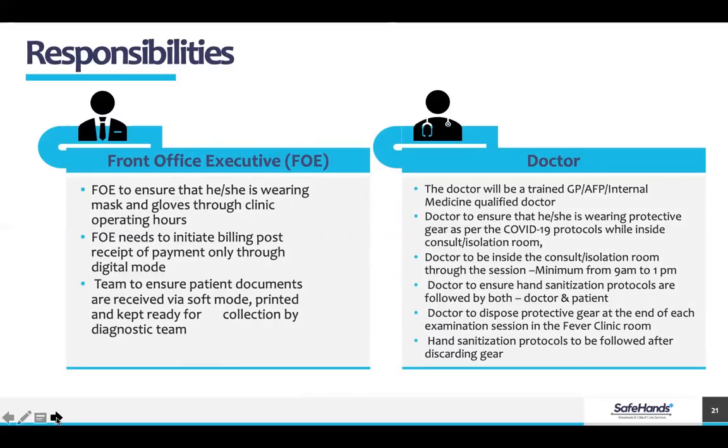Responsibility of the front office executive. The front office executive ensures that she is wearing a mask and gloves throughout clinic operating hours. The front office executive needs to initiate billing post receipt of payment only through the digital mode. The team is to ensure the patient documents are received via soft mode, printed and kept ready for collection by the diagnostic.